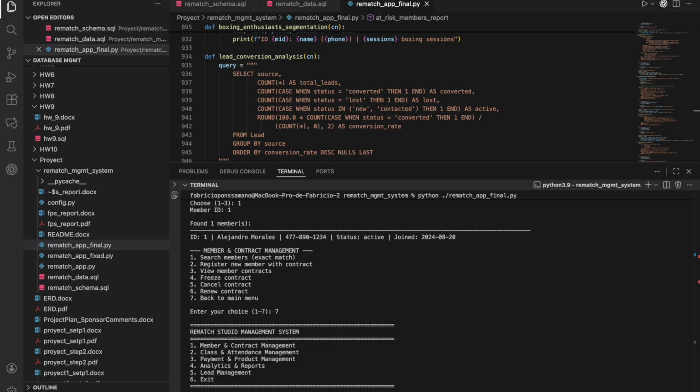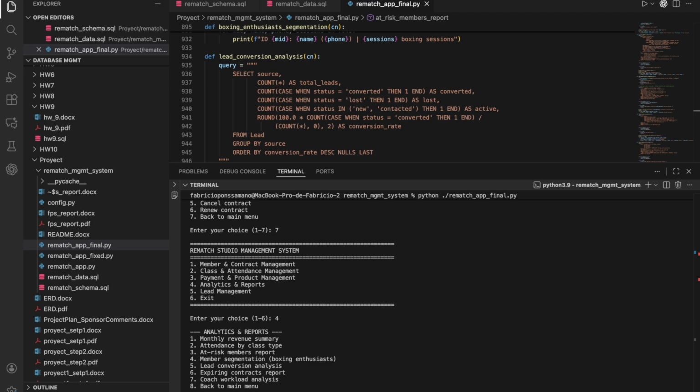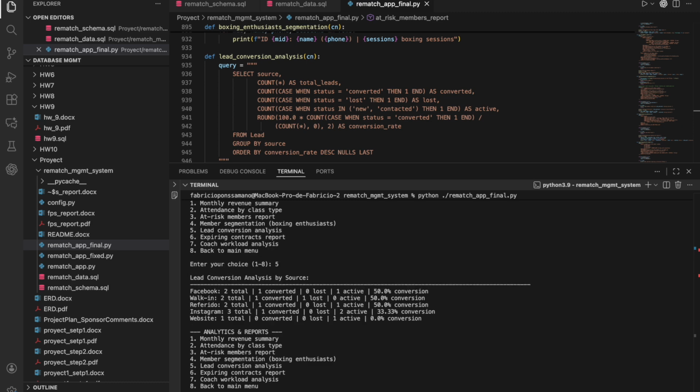Here we can see also the analytics or reports that I mentioned. Here is the lead conversion analysis, which is the one that I think is very interesting. So Facebook has a good conversion rate along with walk-in, and referido means referred.